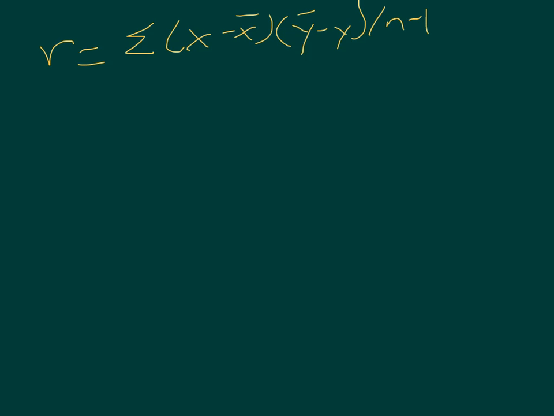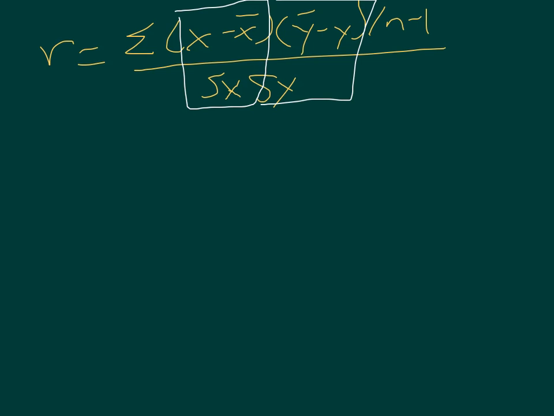Calculate it as the sum of (x minus x bar)(y minus y bar) over n minus 1. Then this part's called the covariance over sx, sy. And as you noticed, this term is the z-score, and this term is the z-score. So I can rewrite it as the sum of zx, zy over n minus 1.